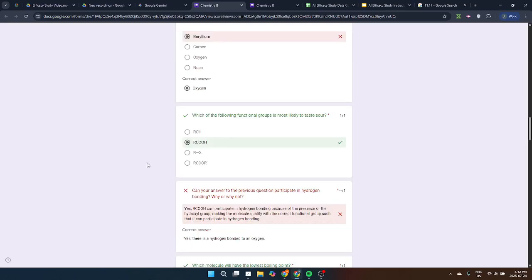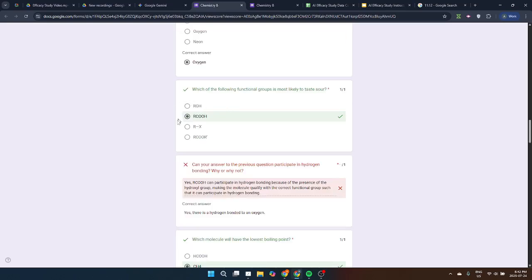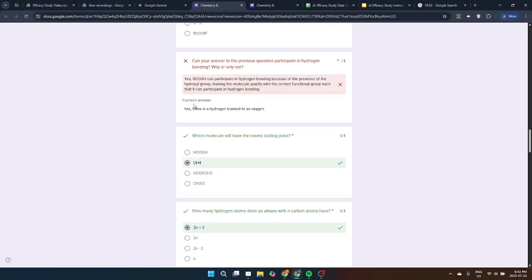Which of the following functional groups is most likely to taste sour? I put RCOH because this is the carboxylic acid group, and it's in the name. The acid makes it so that it is an acid. I mean, the pH is less than 7, and these kinds of compounds are sour tasting. It's just a physical property.